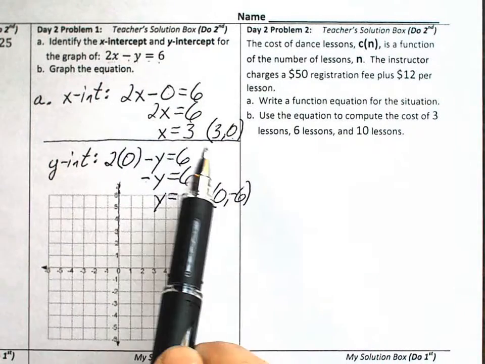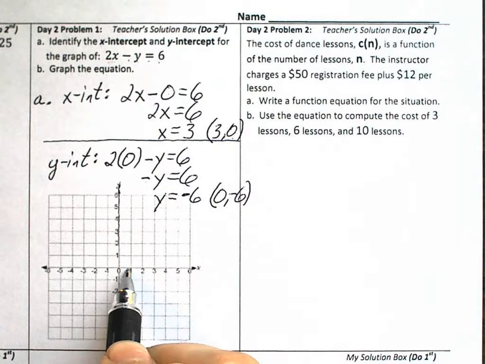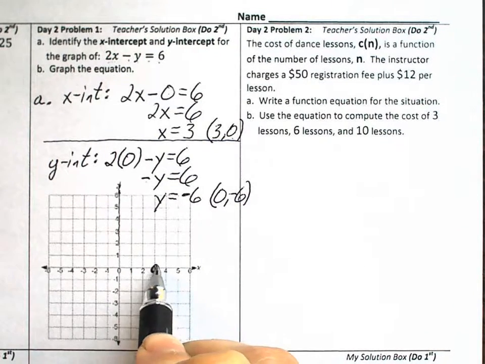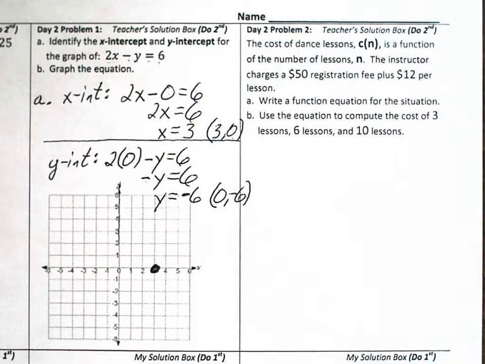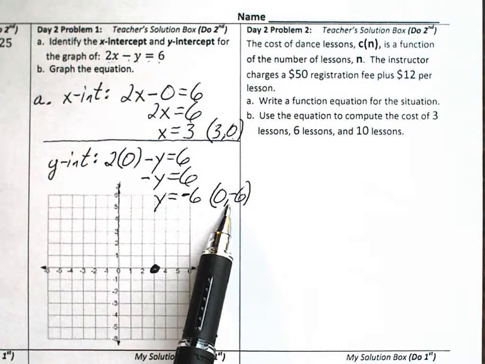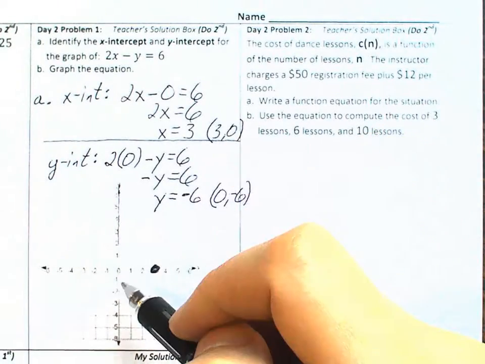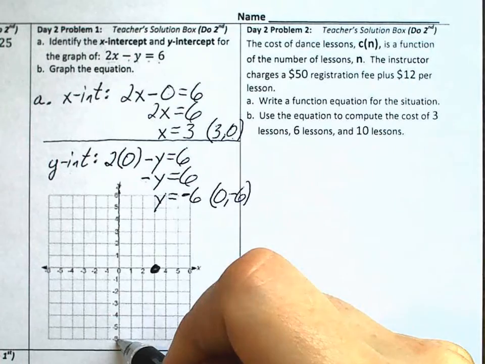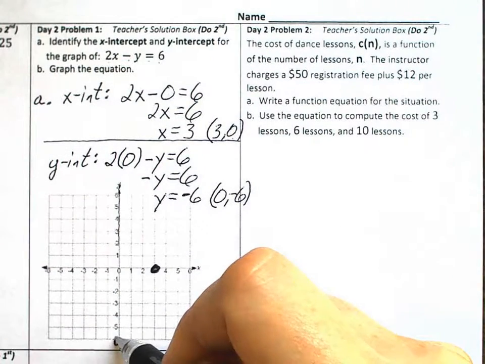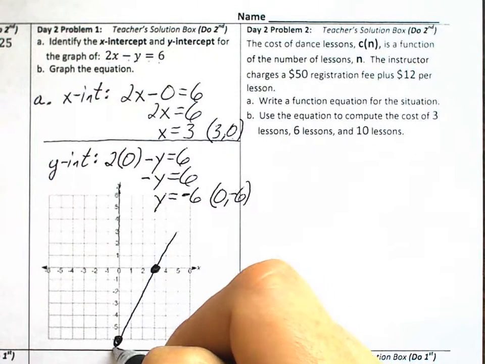So first of all, the x-intercept is at (3, 0). So on the x-axis at 3 is the dot. Now the y-intercept we figured out is (0, -6). So on the y-axis at negative 6 is a dot. And then draw a line through these two dots.